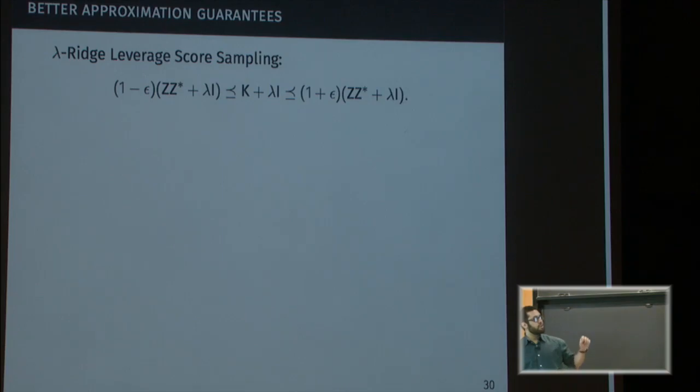Specifically, you can use a regularized version of the leverage scores called the lambda ridge leverage scores to get approximation bounds of this form, where I have K plus lambda I spectrally bounded between 1 minus epsilon ZZ star plus lambda I and 1 plus epsilon ZZ star plus lambda I. This is exactly what you want if you want to approximately solve ridge regression problems using ZZ star instead of K and get a good approximate solution.